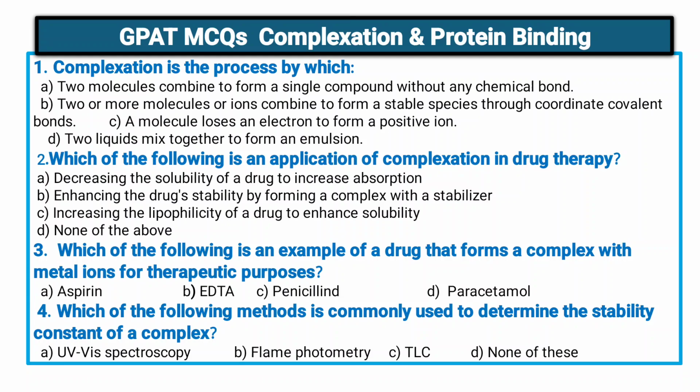First question: complexation is a process by which, option A, two molecules combine to form a single compound without any chemical bond. B, two or more molecules or ions combine to form stable bases through coordinate covalent bonds. C, a molecule loses an electron to form positive ions. And D, liquids mixed together to form an emulsion. So option B is the correct answer. Complexation, formation of a complex, a donor acceptor phenomenon.